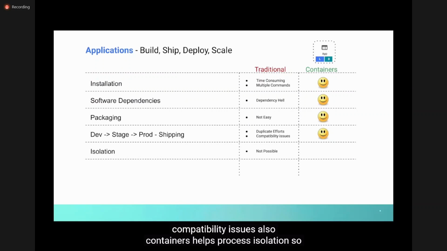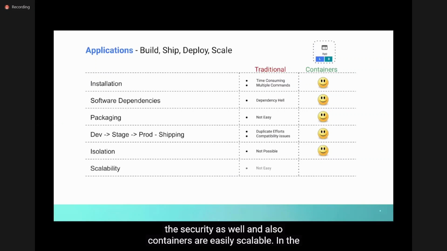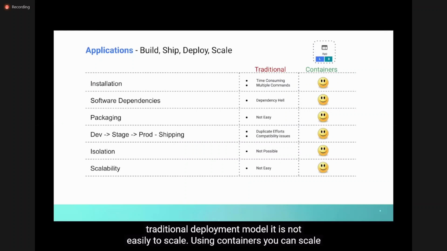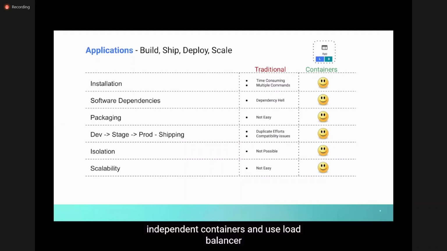Also, containers help process isolation so that it's easy to find out what is going on and help improve the security as well. And also, containers are easily scalable. In the traditional deployment model, it is not easy to scale. You can scale these independent containers and have a load balancer or a service which splits the traffic, and you can scale the applications horizontally. So containers offer a lot of flexibility and ease in how you can manage your applications.